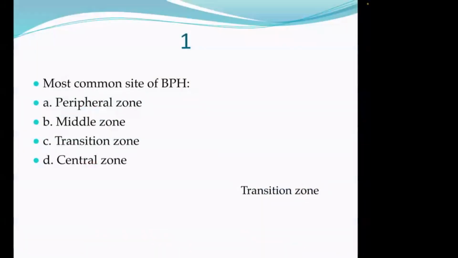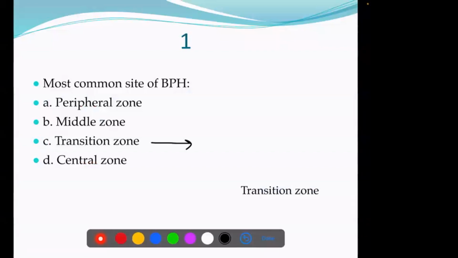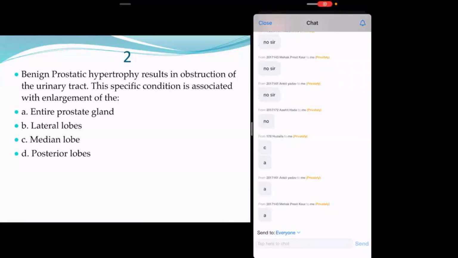So the most common site of BPH is the transition zone. The most common site of cancer prostate is the peripheral zone. Don't forget this one. It's a very common question, okay? Don't forget. This picture will explain.